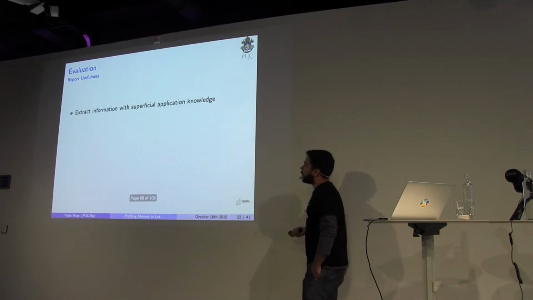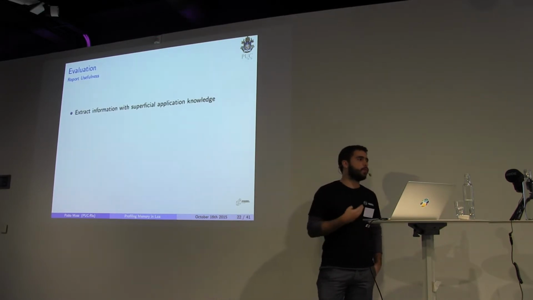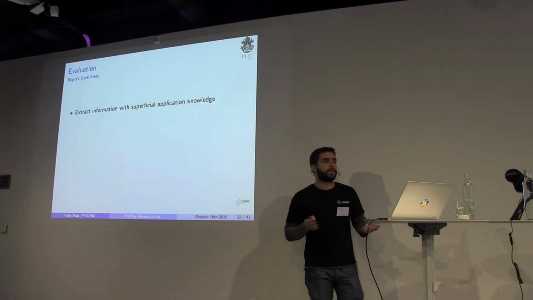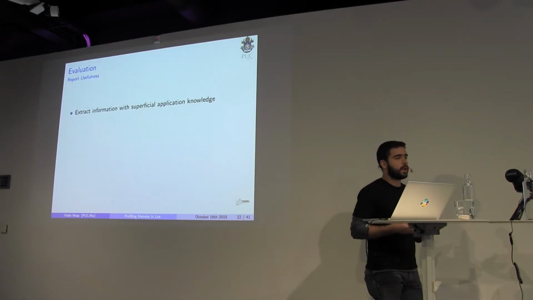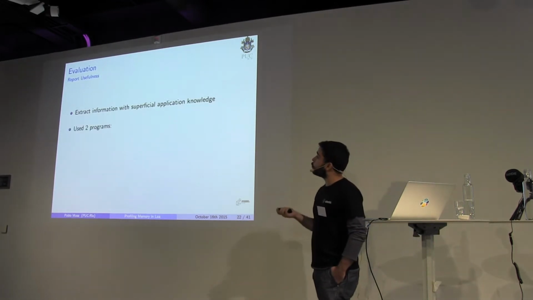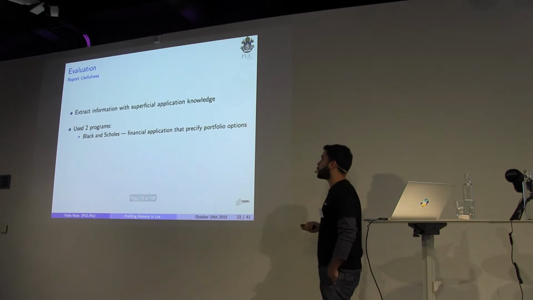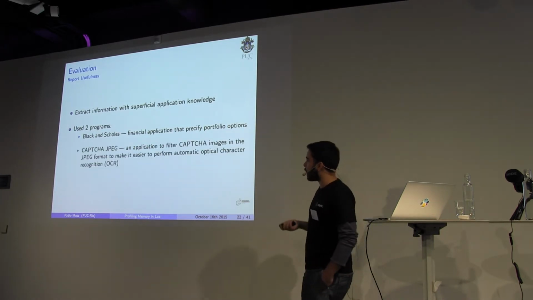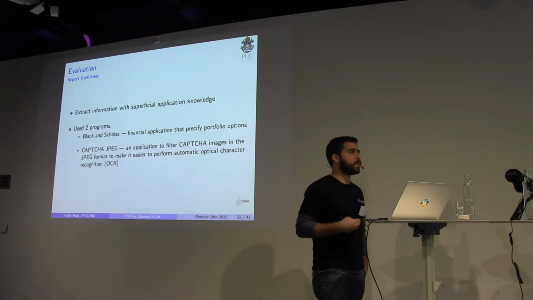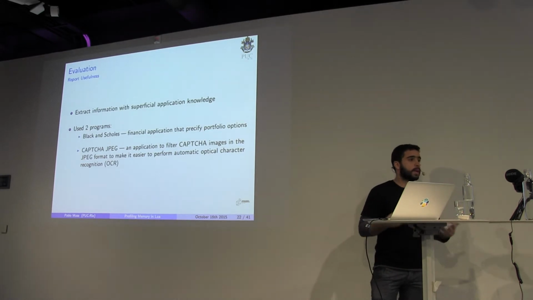Regarding the report usefulness, I wanted to really try the library and extract memory information on an application that I had only superficial knowledge of. So I took different applications that I had pretty much never used and started playing around with the libraries to get memory insights. I used two programs. One is Black and Scholes, a financial application to classify portfolio options. The second is Capture JPEG, an application to filter captured images for OCR. I knew pretty much nothing about these two, and I started playing around to get memory information.